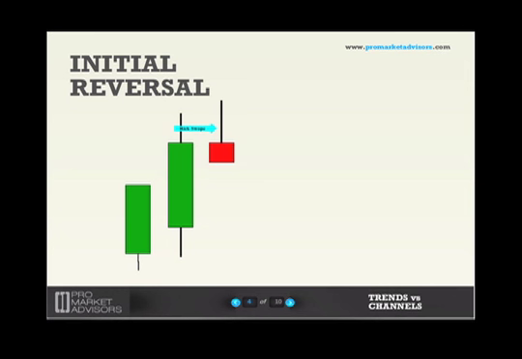Now let me just give you the pieces of this, and then we'll talk about how this is used. Here's the first piece. The first piece is the body has to be relatively small. Now, just like with the spinning top, because the body's relatively small, the color is not important. In other words, a red shooting star is not necessarily more powerful in terms of a signal than a green shooting star. Fact is, they're both relatively small bodies, and therefore the open and close are about the same.